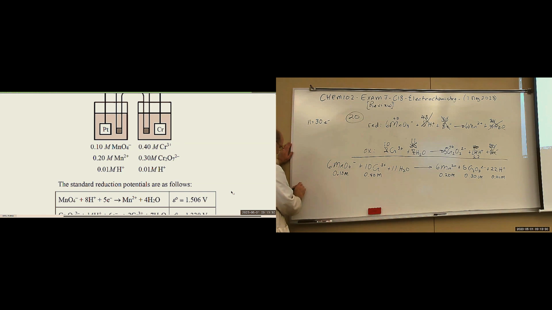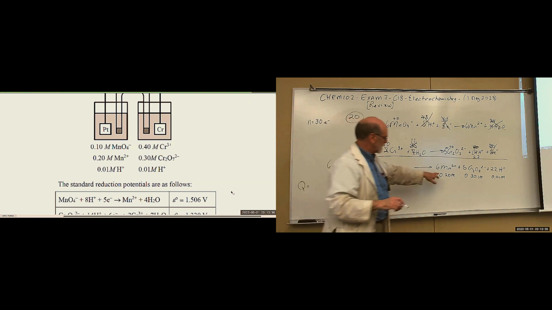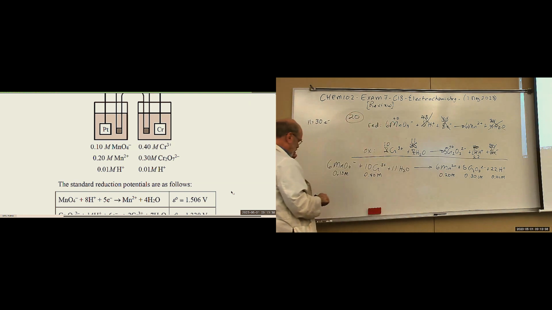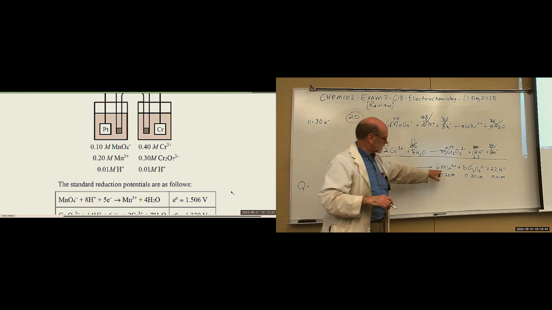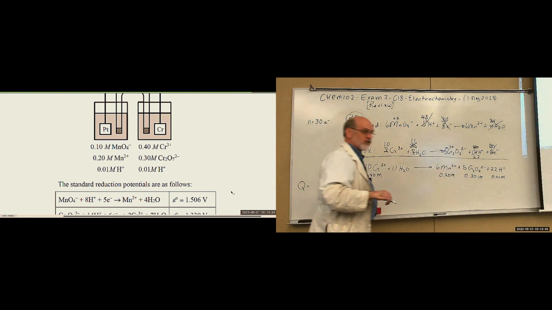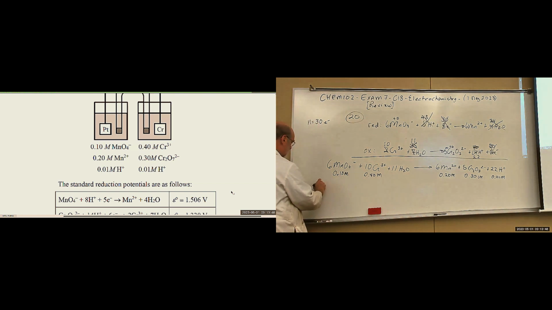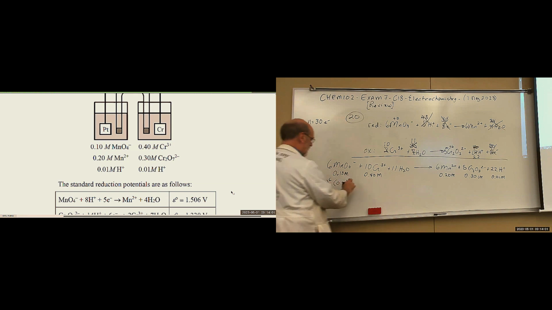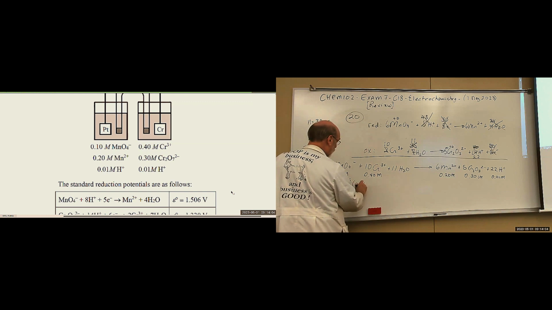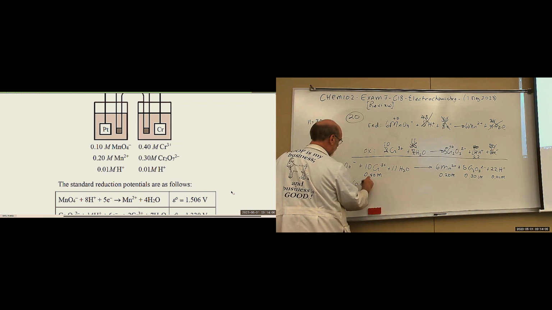Okay, so what's our expression going to be? Well, if we're going to do Q, we need essentially an equilibrium expression. So we need, let's keep it simple, these terms go in the numerator, correct? So manganese would be 0.20 to what power? 6. Times the next one, 0.30 to the 5th power. And then hydrogen ions, 0.01 molar to the 22nd power.